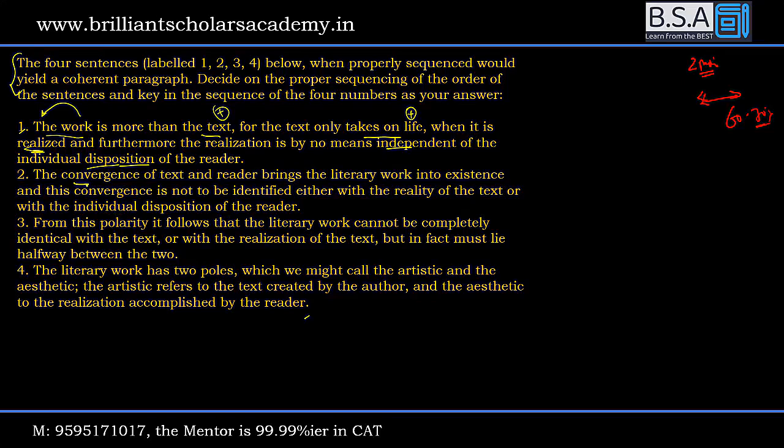Convergence of text. Convergence का मतलब है सेम पॉइंट पे पहुंचना. तो टेक्स्ट का और रीडर का सेम पॉइंट पे पहुंचना, मीन सेम कंक्लूजन पे पहुंचना, सेम एक्सपीरियंस पहुंचना, is not to be identified with reality of the text or with the individual reader. मतलब दोनों की मिलीजुली एफर्ट होगी. जो टेक्स्ट है एंड द रीडर, the effort of both will lead to the convergence of text and the reader. From this polarity it flows.